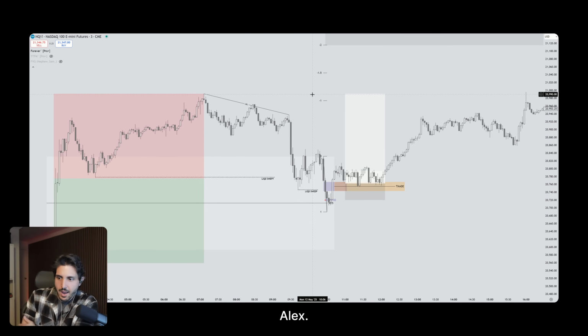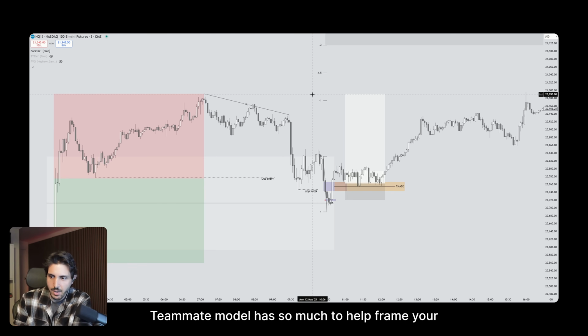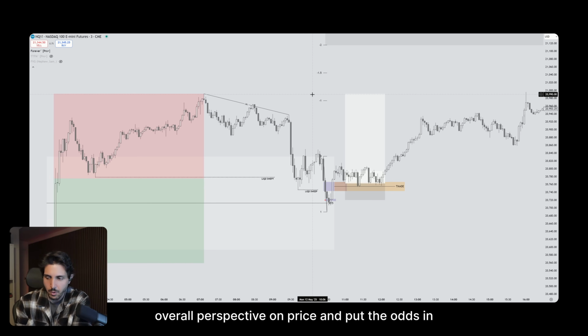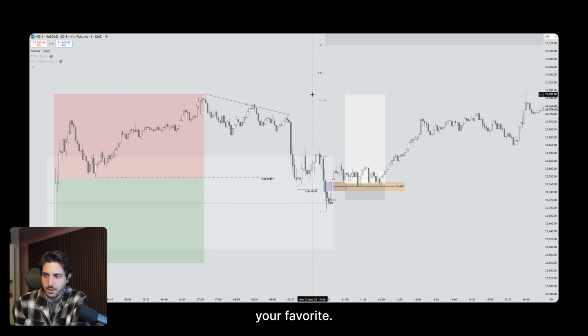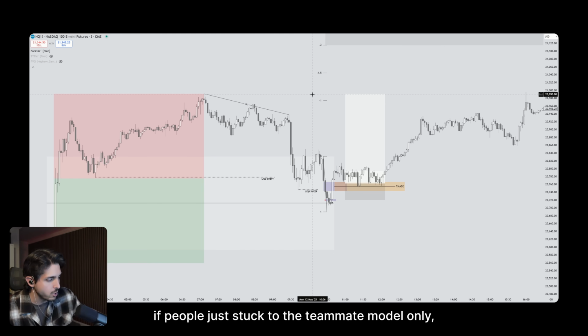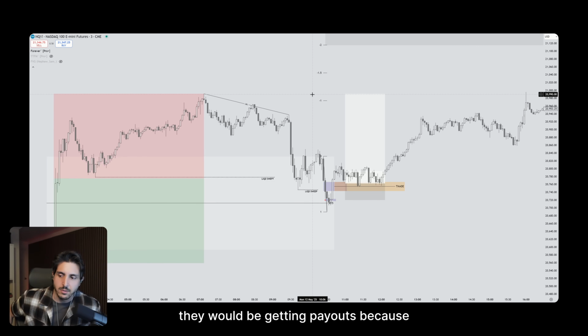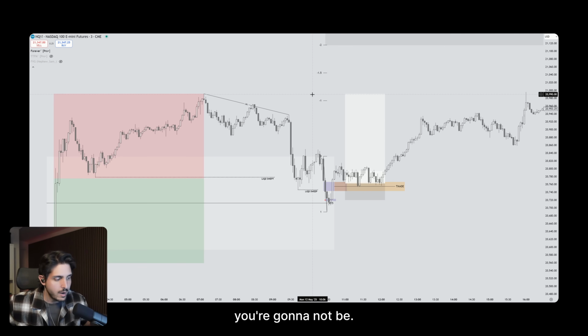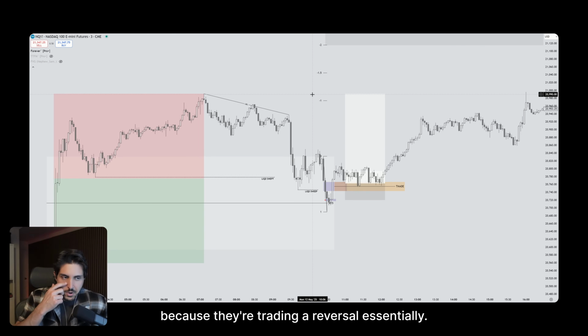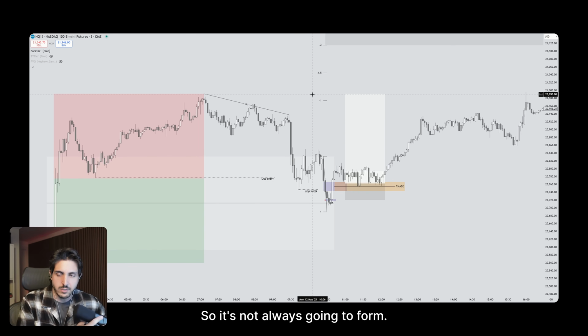Two Gen says, thanks, Alex. Appreciate your time tonight. TMade model has so much to help frame your overall perspective on price and put the odds in your favor. Yeah, 100%. And honestly, if people just stuck to the TMade model only, they would be getting payouts. They don't always form, because they're trading a reversal essentially, so it's not always going to form.